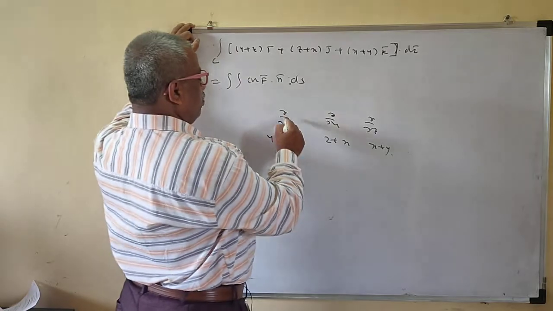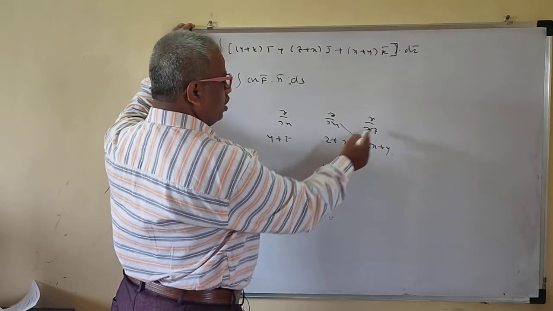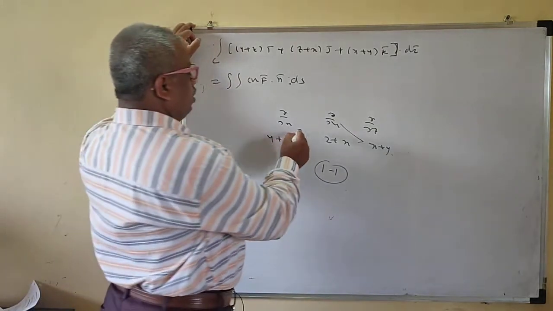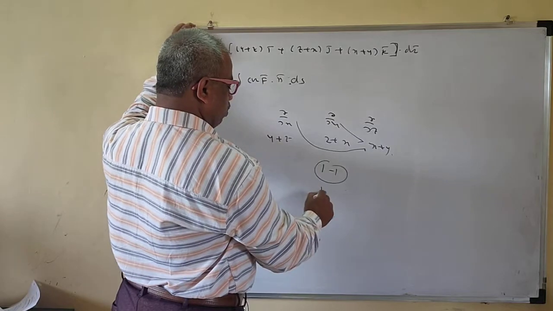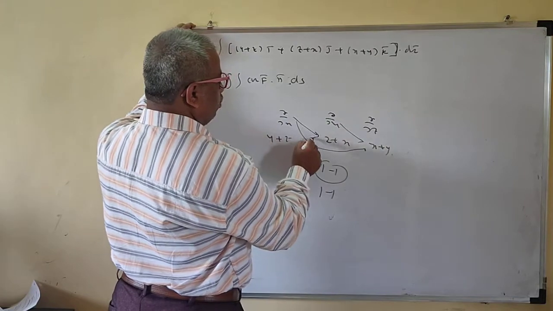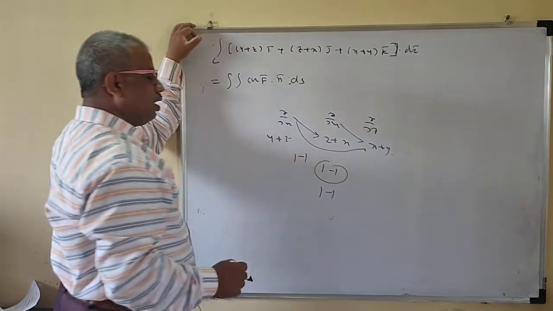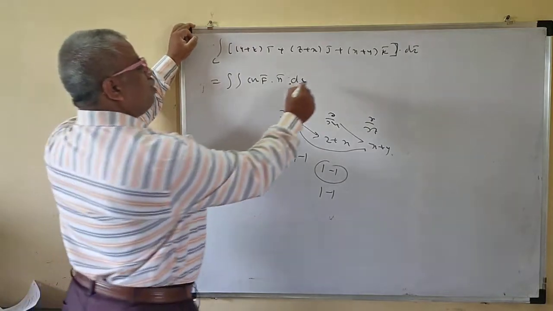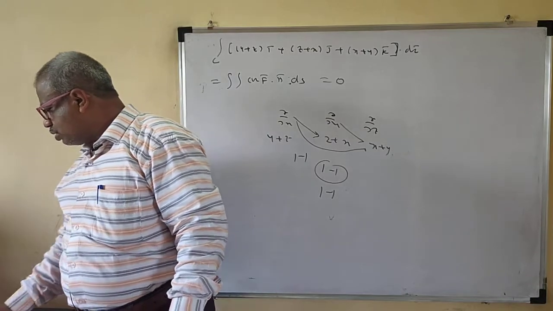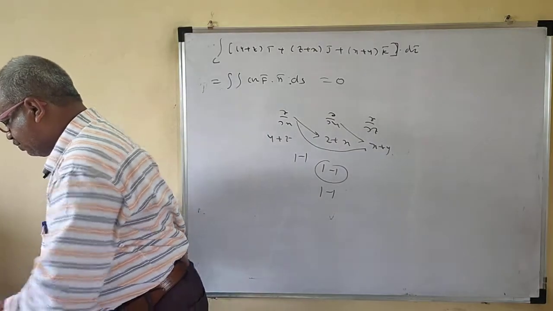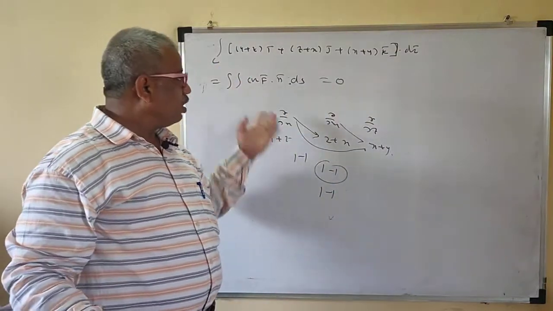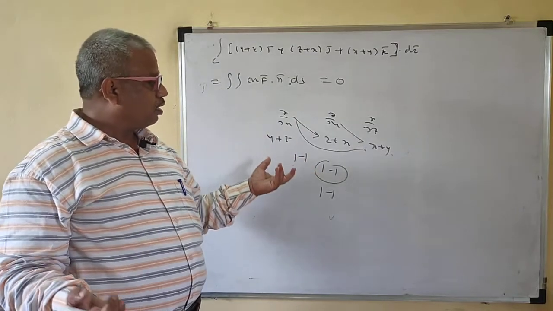For the first component, this is 1 and this is minus 1, so this is 0. Your first component is 0. For the second component, this is 1 and this is 1, again 1 minus 1, so your second component is also 0. For the third component, the derivative of this is 1 and minus 1 again, so your third component is also 0. So your curl will be 0. Very simple now. Such simple problems will be asked, so just find the curl of this one.